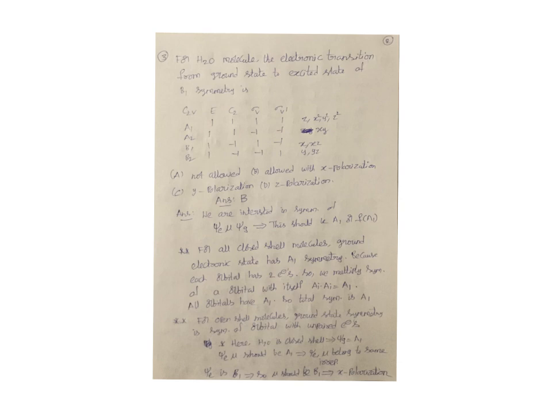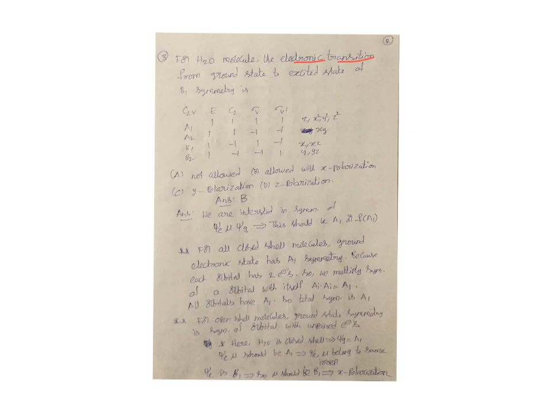So let's read the problem first. For H2O molecule, the electronic transition from ground state to excited state of B1 symmetry is. So for H2O molecule, we know that it has C2V point group. Here, last 2 questions we are interested in vibrational transitions, that is IR active vibrational modes, but this question is different because here we are talking not about vibrational transitions but electronic transitions. So we have to be careful.